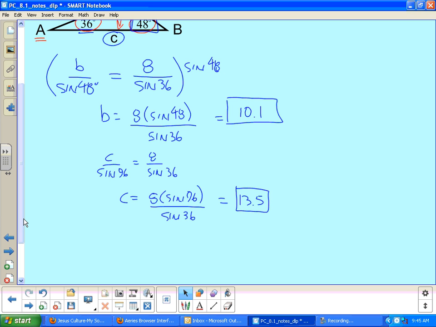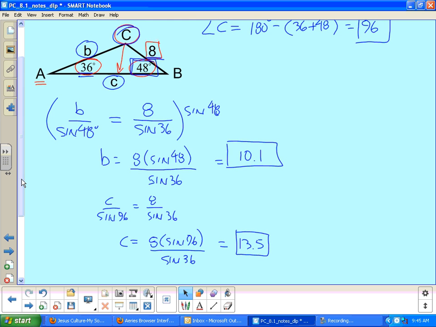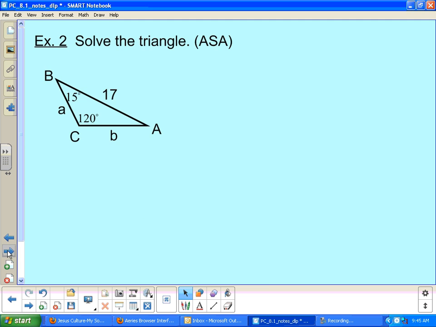What questions so far? Say that again. Yeah, we're going to have some more. Yeah. Angle C equals 96. Side B equals 10.1. Side C equals 13.5. With all that work. Yep. Okay. I think that would be a lot, yes.